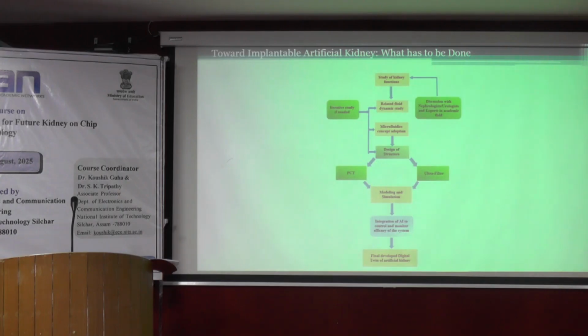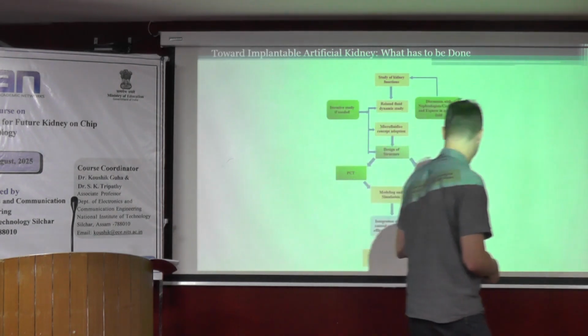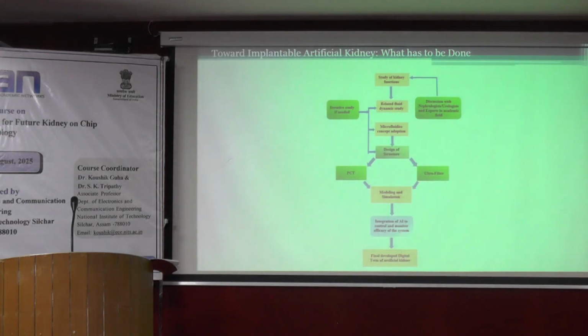Then we create a system that imitates the proximal convoluted tubule, and that goes to the next stage of modeling and simulation of the system, integration of AI control and monitoring of the efficiency of the system. And if we talk about the development, when we provide the working prototype, that means we can start the development of the digital twin, because at some point of the development, we can consider creating digital twins for different components of this particular system. For instance, we can develop a digital twin for the hemofilter or the imitation of the proximal convoluted tubule.